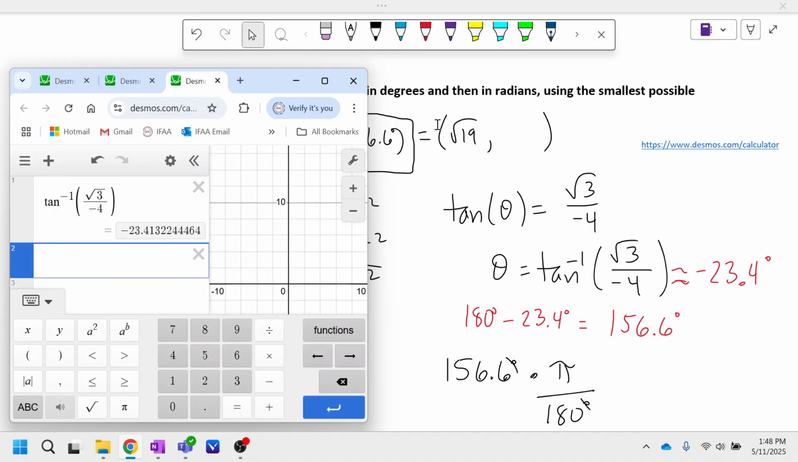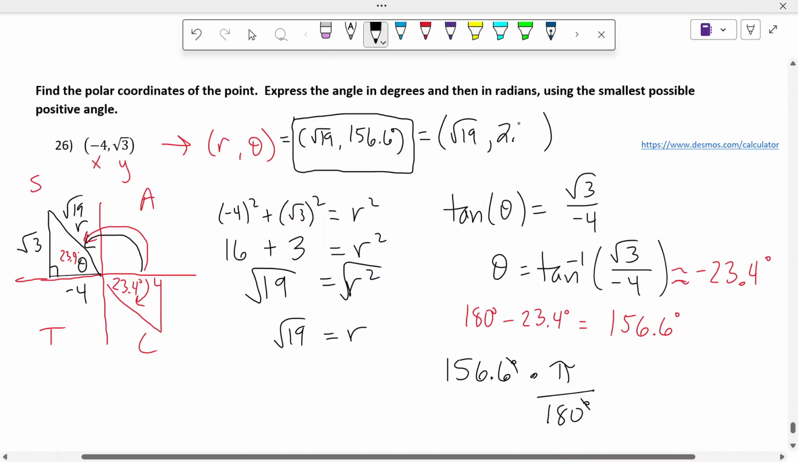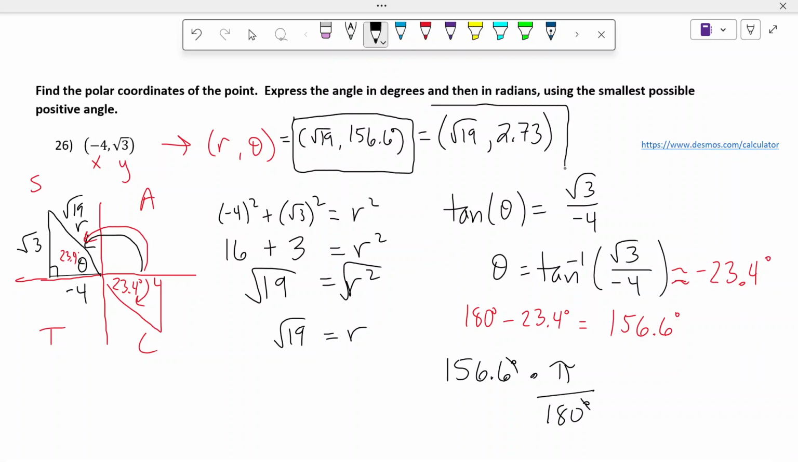So let's see. We have 156.6, and we need to multiply by the fraction pi over 180. It looks like we get 2.73. Let's call that it, 2.73, and that's the radians. Notice we had really bad degree angles, so we got really bad radian angles.